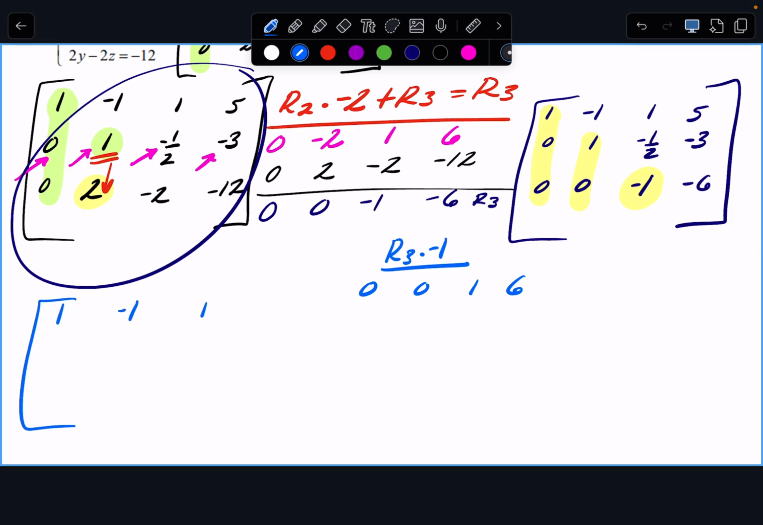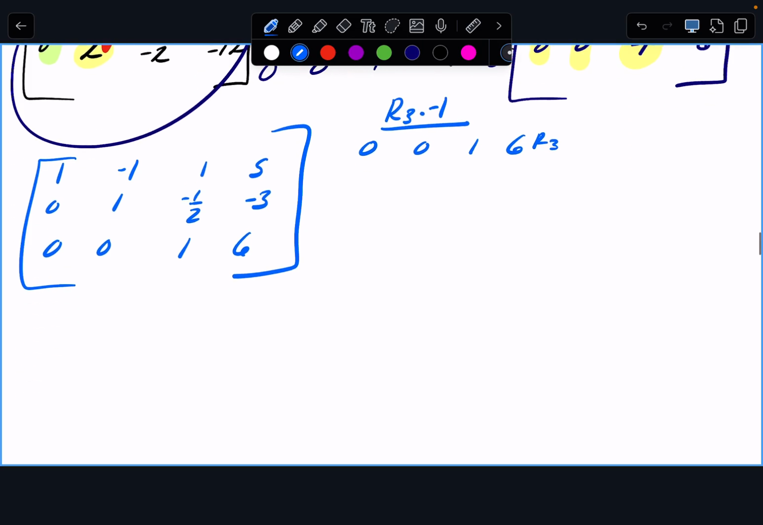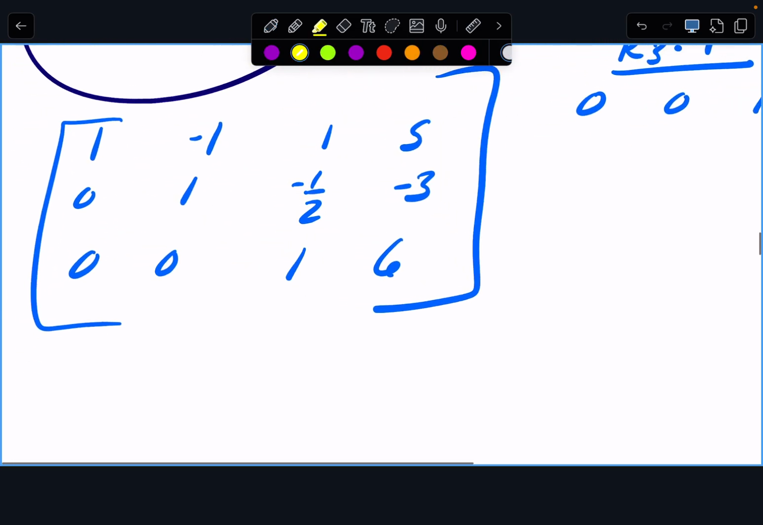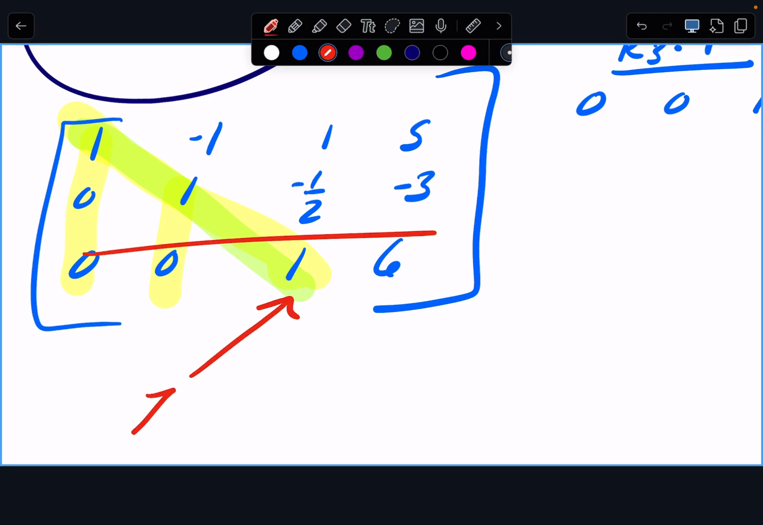1, negative 1, 1, 5, 0, 1, negative 1/2, negative 3. And row 3 just became 0, 0, 1, 6. Once you have 1's along the diagonal, 0's below, we've reached row echelon form, which then you can finish by writing statements. So what will be the third statement? Z equals 6, because it's X, Y, Z. Do you guys see why we said that?